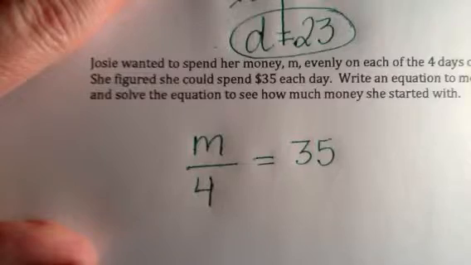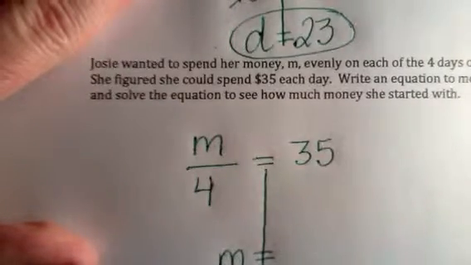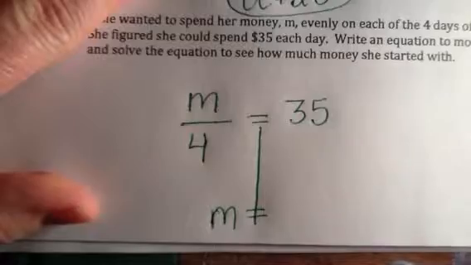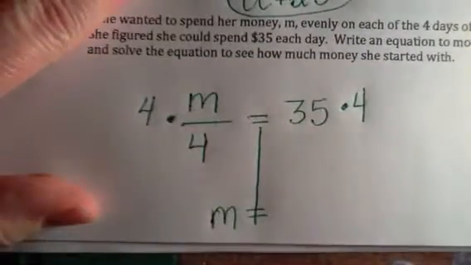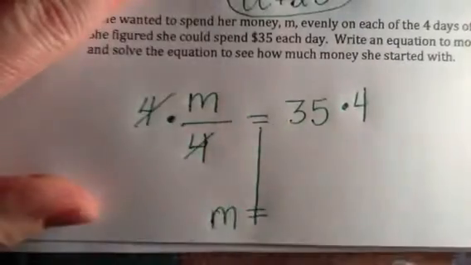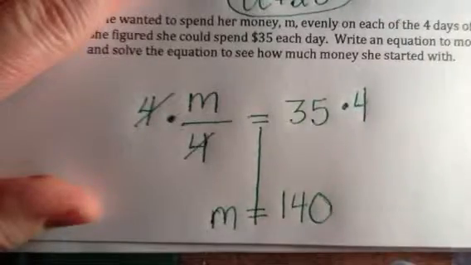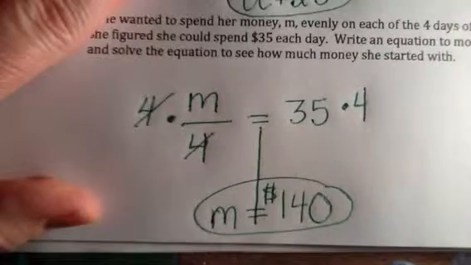We wrote the equation, and then to solve it, we want to get M by itself. This is division, M divided by 4, and we want to undo that. So what we're going to be doing is multiplying by 4. That's the opposite of dividing by 4. The 4's will cancel each other out, and 35 times 4 is 140. That's the answer. We now know that she started with $140.